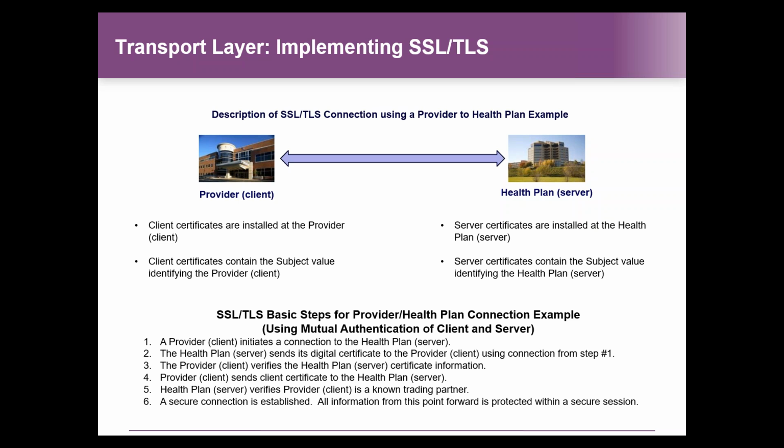Step 4 is where you end up with the mutual authentication. This is the two-way authentication, where the provider sends back a client certificate to the health plan server, and the health plan server verifies the provider as a known trading partner. At step 6, all the information has been exchanged and verified, and the secure connection is established. From this point forward, you have a secure transport layer where everything that travels across the wire within that session will be encrypted.